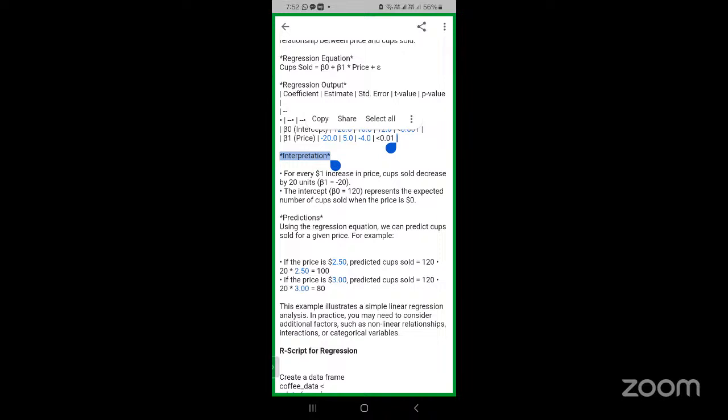plus 20 into 2.50. This indicates 100. If the price is $3, then the predicted cups sold will be 80. This example illustrates a simple linear regression analysis.